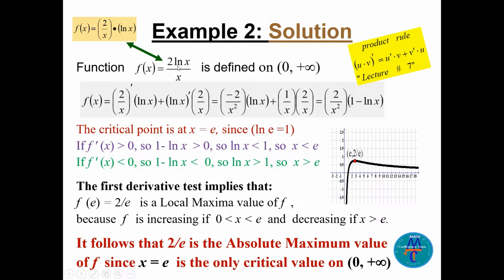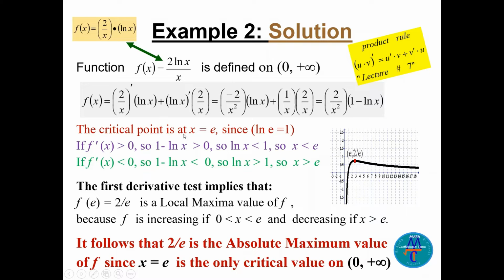So you can do it in the product if you do it this way, my way, or you can use the quotient, you will get the same derivative. So here I will take the derivative of 2 over x, prime of 2 over x, ln of x plus ln of x prime divided by 2 over x. So you do that simply, you get 2 over x squared times 1 minus ln of x.